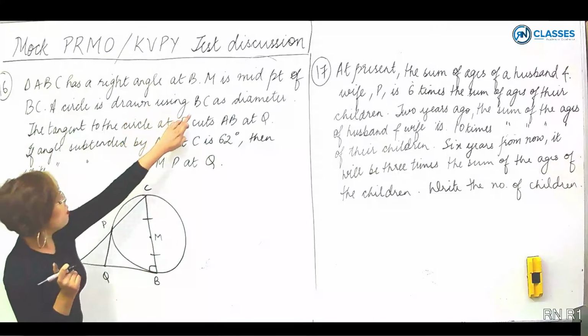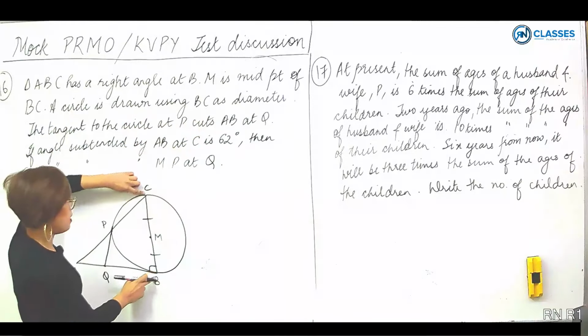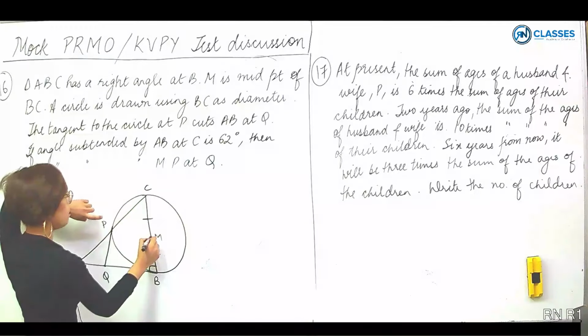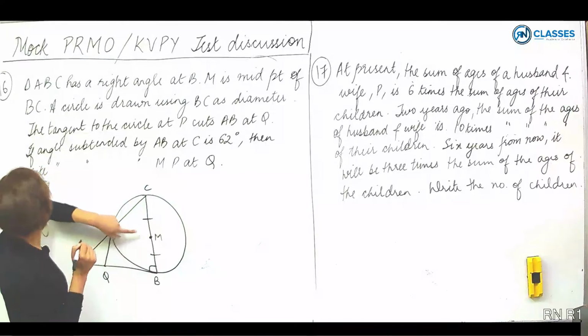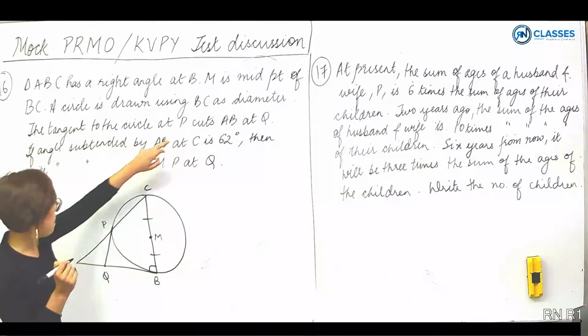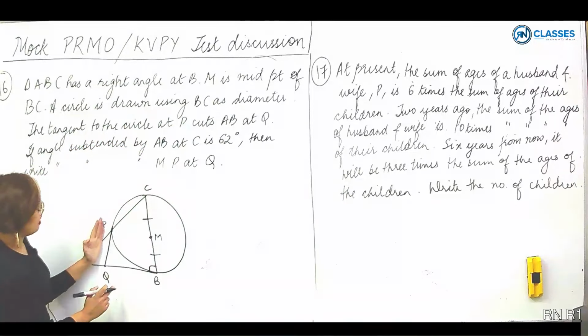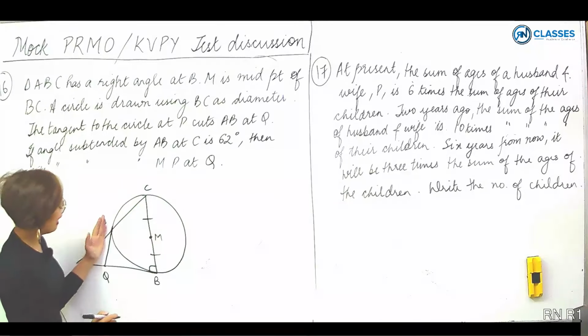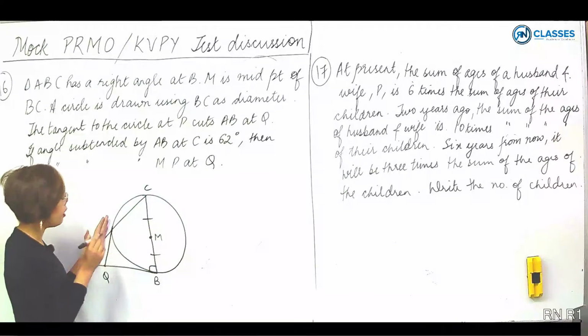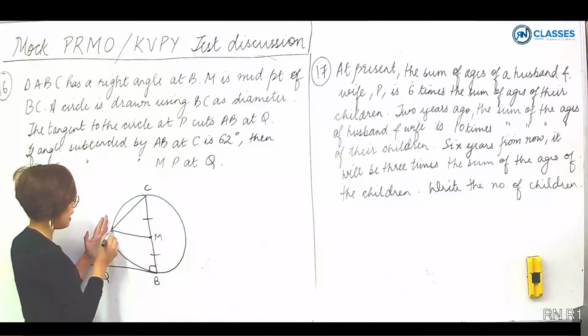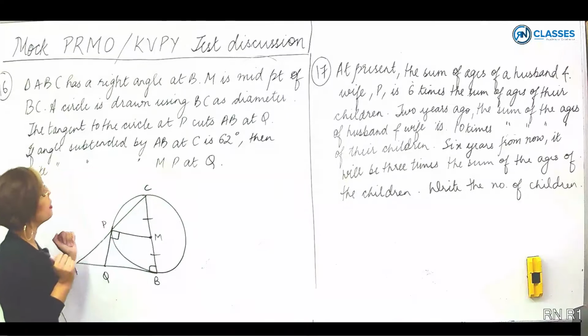A circle is drawn using BC as diameter. So this is the diameter of the circle, and obviously M would be the center of the circle. The tangent to the circle at P. So this is the tangent actually. Cuts AB at Q. So this is the tangent. Right? I know the angle made by the tangent at the point of contact with the radius is 90 degrees. I know this property.